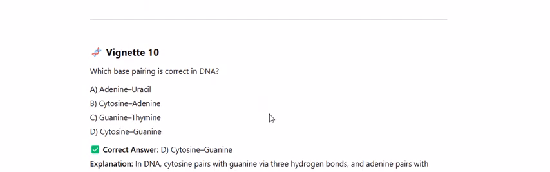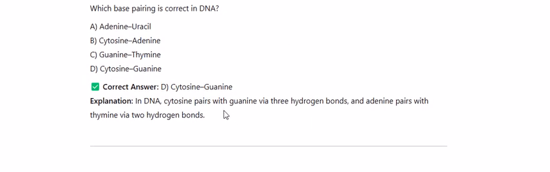Vignette 10. Which base pairing is correct in DNA? A. Adenine uracil, B. Cytosine adenine, C. Guanine thymine, D. Cytosine guanine. Correct answer, D. Cytosine guanine. Explanation. In DNA, cytosine pairs with guanine via 3 hydrogen bonds, and adenine pairs with thymine via 2 hydrogen bonds.